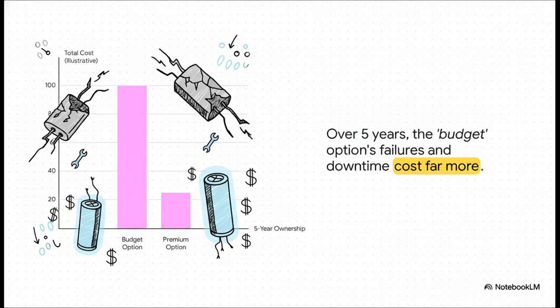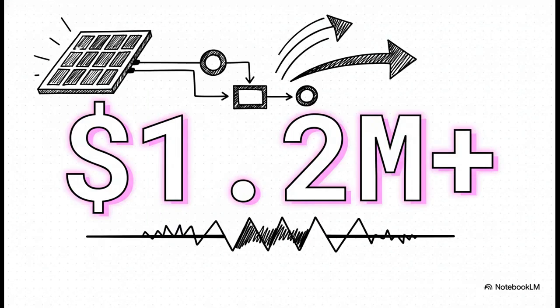But just look at what happens over 5 years. The budget capacitors failed constantly. When you factor in the cost of all those replacements and the lost revenue from downtime, the total cost just becomes astronomical. The premium capacitors, which didn't fail, were vastly cheaper in the long run. So what was the final tally? By investing in the right components up front, this solar farm saved over $1.2 million in just 5 years. That's the power of understanding and designing for the skin effect.